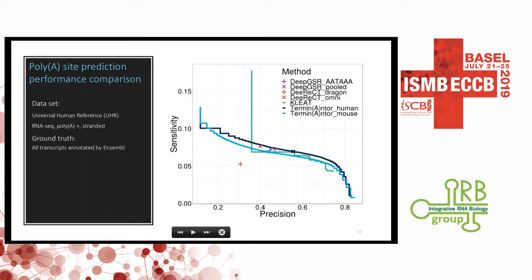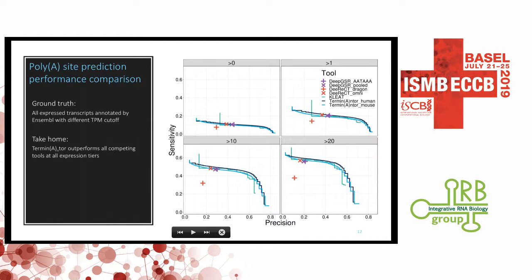We compared our results with 2 other deep learning models using convolutional neural networks, and we also compared with CLID, the read evidence-based approach. We can see that the navy color curve, which is Terminator built on human, is outperforming all the other competitors in terms of sensitivity and precision. By the way, the ground truth here is all Ensembl annotated transcripts. But we all know that not all Ensembl annotated transcripts are expressed at the same time in one library. So here we are taking all the expressed ones.